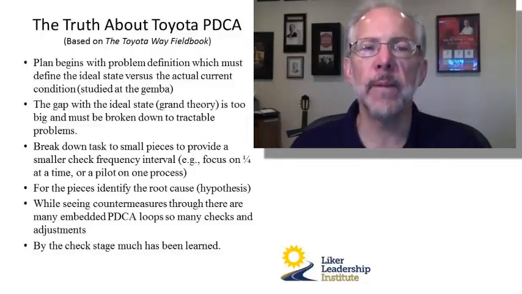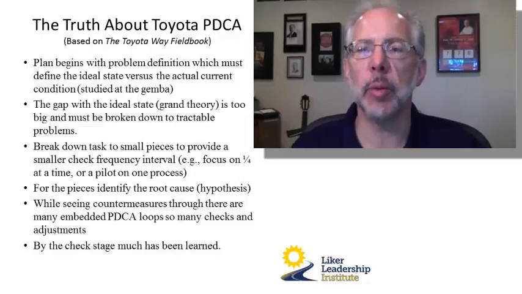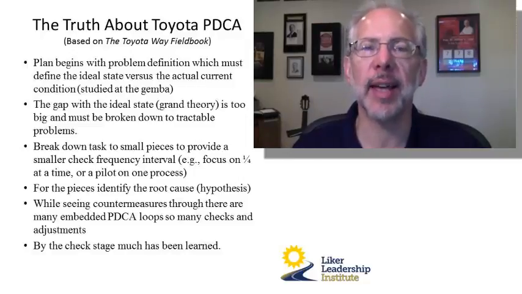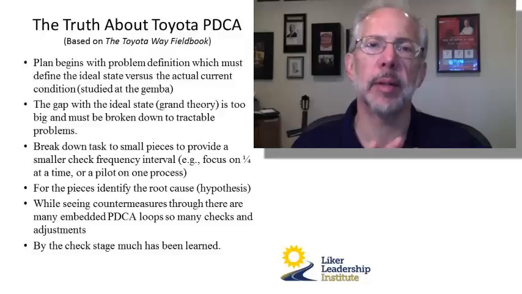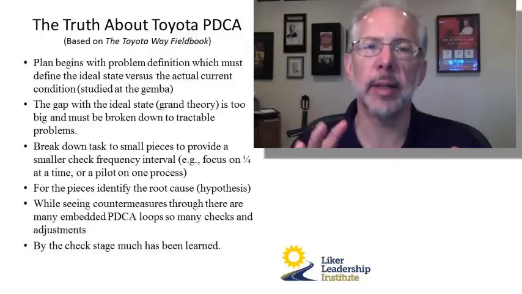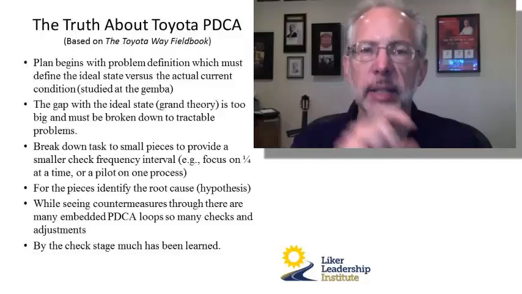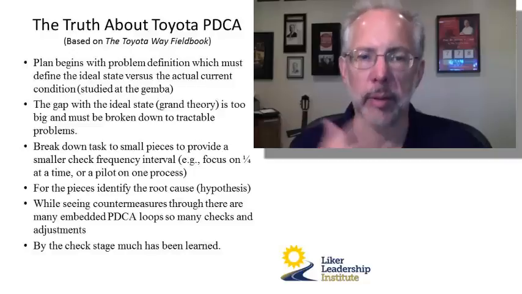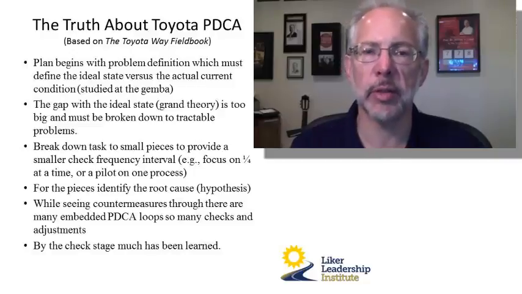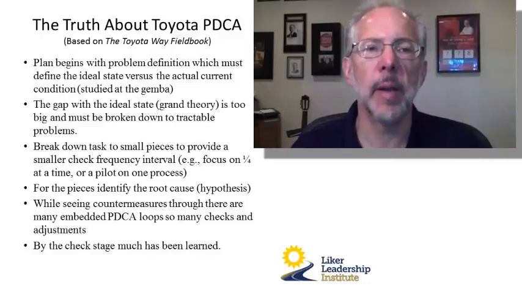The ideal state would be like a grand theory in science, which is too big to actually test. So you'll hear about theoretical physicists that come up with breakthrough theories in quantum physics, and then there are experimental physicists who will break that down into testable hypotheses and then use their laboratories or equipment to run those tests. Okay, so you have to get from the grand theory to the smaller testable hypotheses.